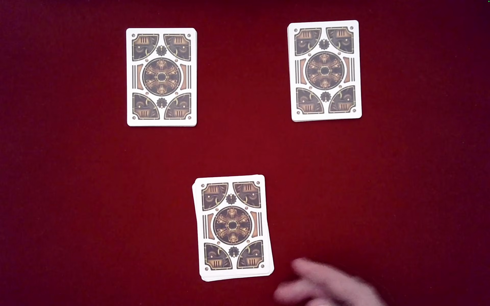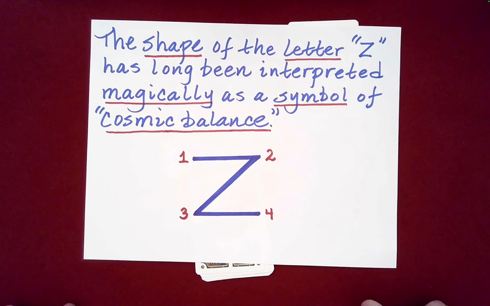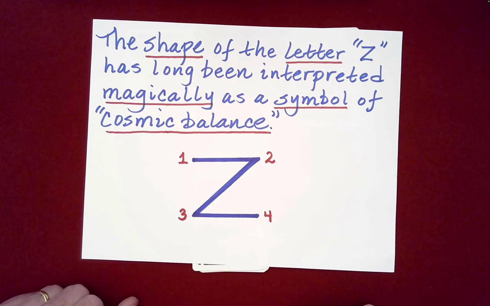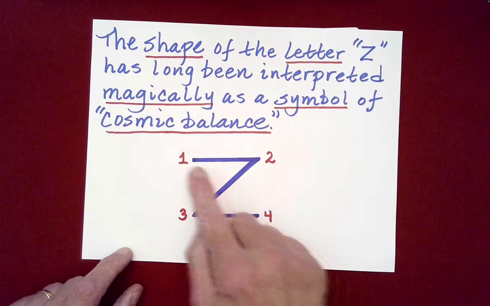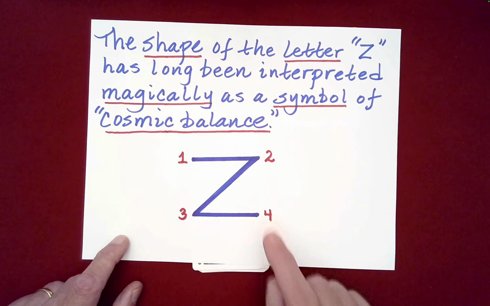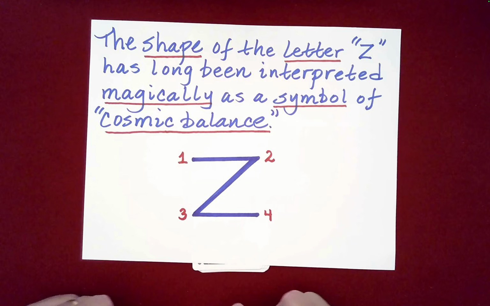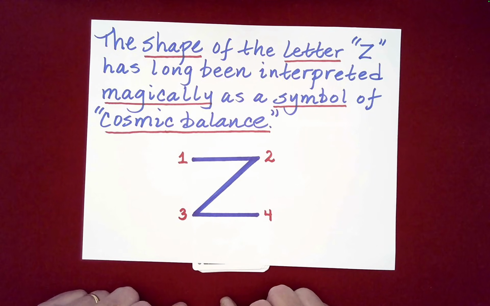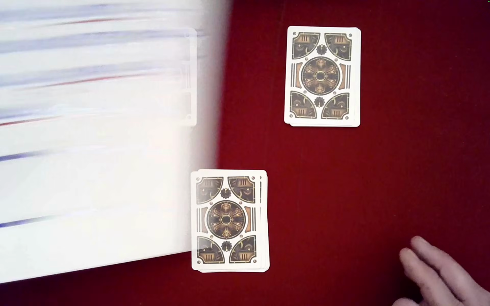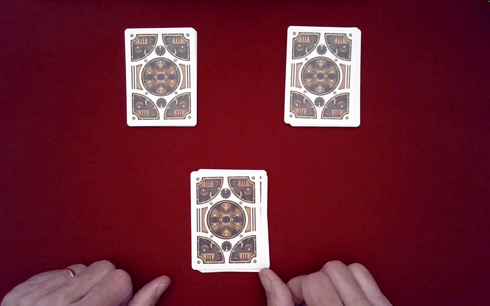Now I have an important paper to show you here. This is going way back in history. The shape of the letter Z has long been interpreted magically as a symbol of cosmic balance. So when you write a Z, you can think of starting at 1, so you go 1 to 2, down here to 3, and then over to 4. Okay? So what we're going to have you do is mix your cards using this rather mystical letter shape, and then with random stacking that I'll show you.